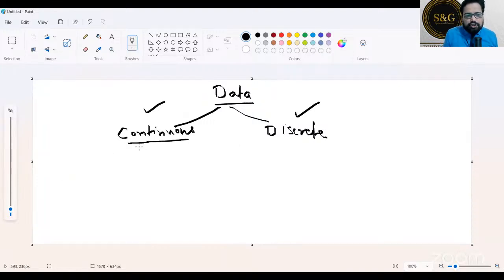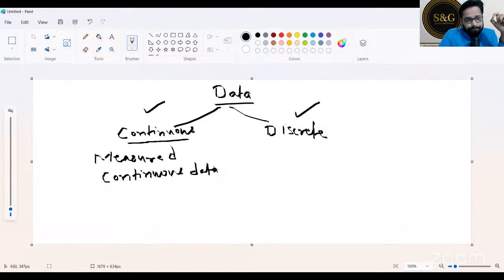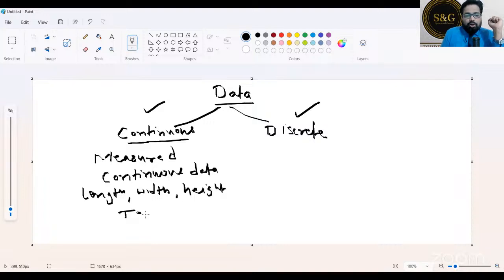Continuous is data which can be measured on a continuous scale, which is why it's called continuous data. For example, if I'm measuring length in centimeters: 1 centimeter, 1.1, 1.2, 1.3, 1.8, 1.9, 2 centimeters, 2.1, 2.2, 2.3. On a continuous scale, I can measure the length of any article. Examples are length, width, height, temperature, pressure. All of these are continuous data which can be measured on a continuous scale.